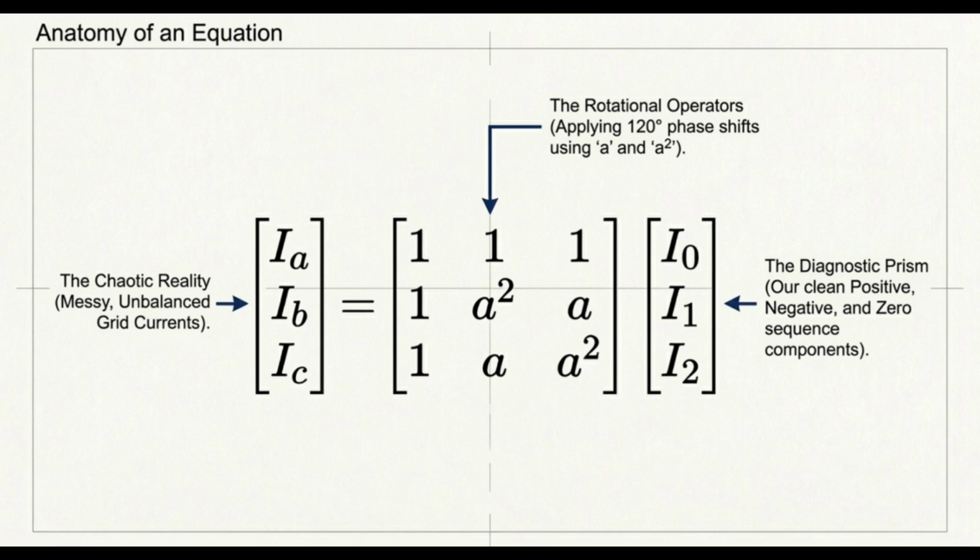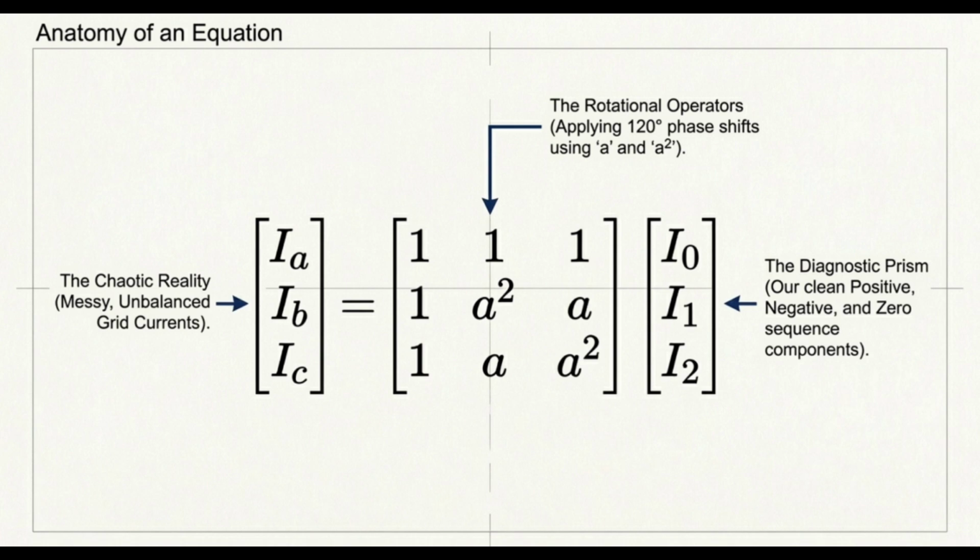By taking our isolated zero, positive, and negative sequences and multiplying them by those A operators, we can fully reconstruct the chaotic real-world currents, or we can run a real-world fault backwards through this exact matrix to instantly extract those clean sequence components. It's an incredible two-way street of mathematical clarity.